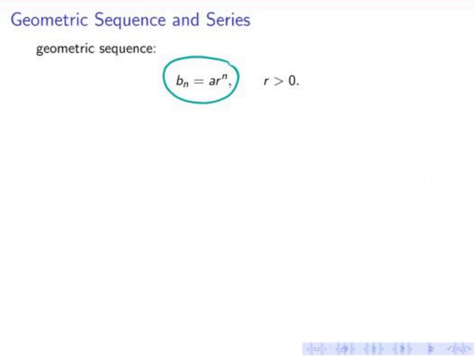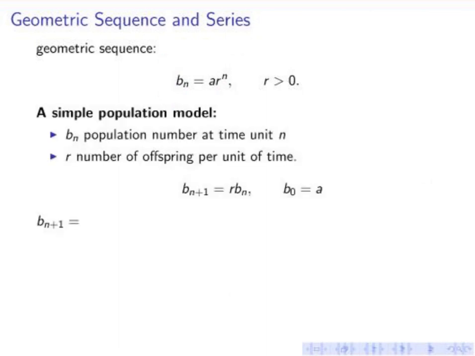And these arise already as very simple models for populations. So let me show you how this works. If we assume that Bn is the population number at a time unit n, and now the time unit can be days or it can be hours if you look for bacteria, for example, or it can be months or weeks if you look for larger animals. So n is a time unit, Bn is the number of the population at that time, and r is the number of offspring they produce per unit of time.